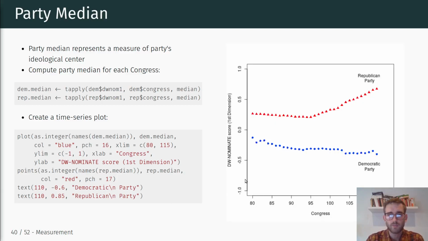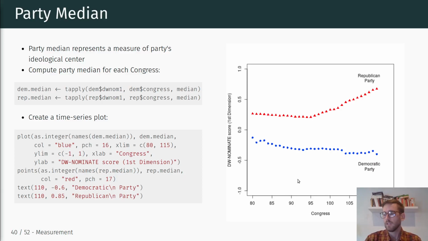The resulting plot looks something like that, where we see that the Republican Party specifically is moving further and further, starting somewhere around the 95th Congress, to the right on this economic liberalism-conservatism dimension, and the Democratic Party is also shifting to the left, but to a lesser extent.